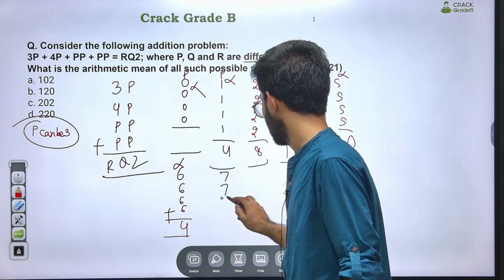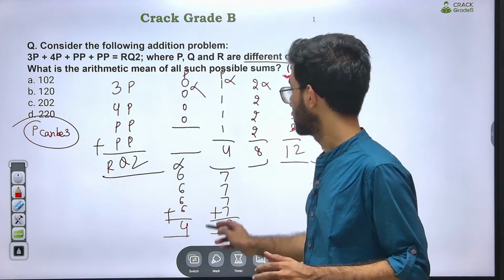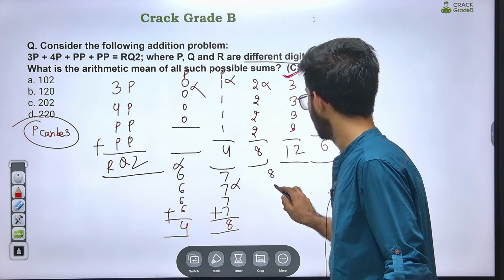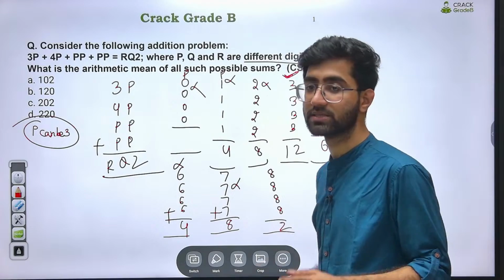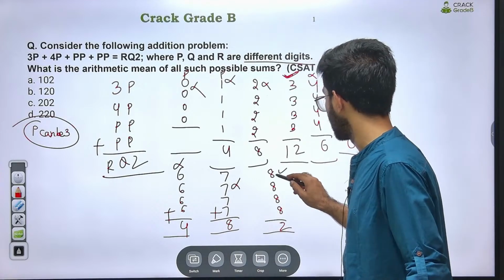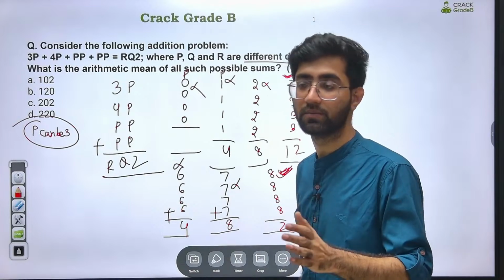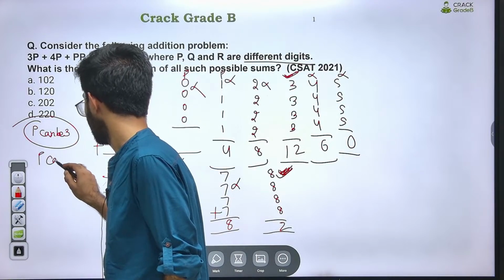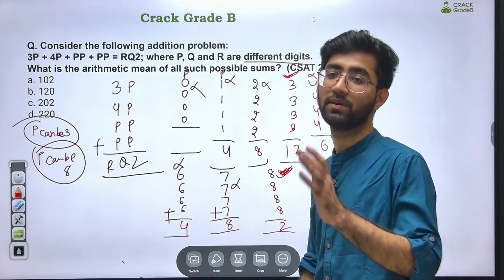So let us check for 7. If you put P as 7 at unit place, 8 will be there. So P can't be 7. If you put the value of P as 8, at unit place 2 will be there. 8 plus 8 plus 8 plus 8 is 32. So at unit place, P can be 8. Now think for P being 9.